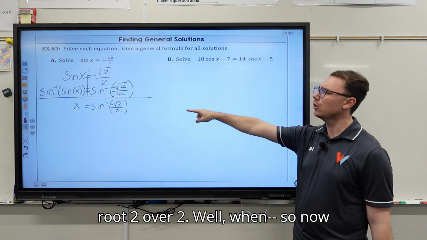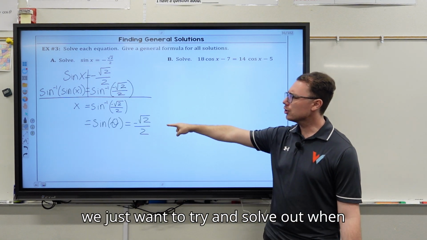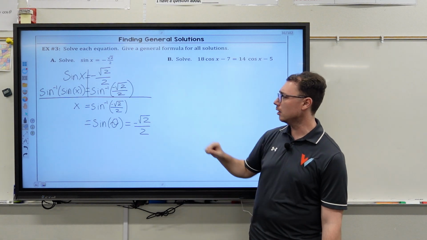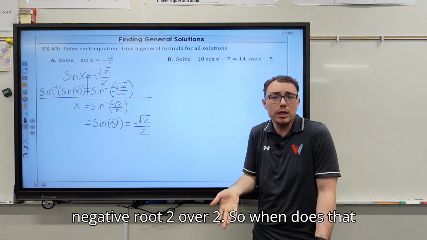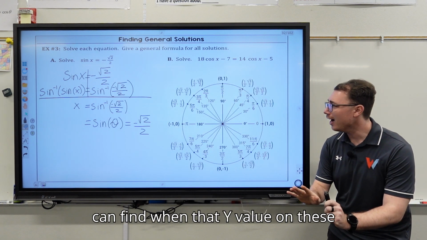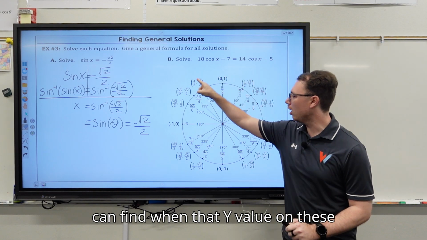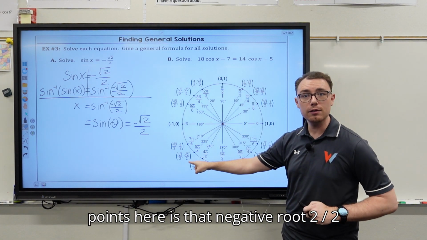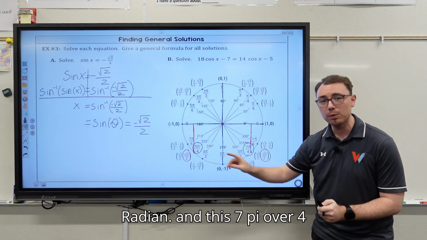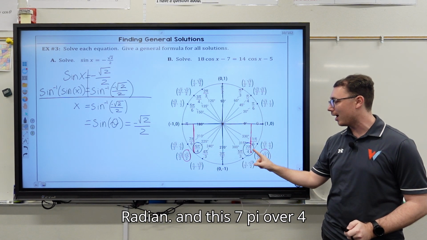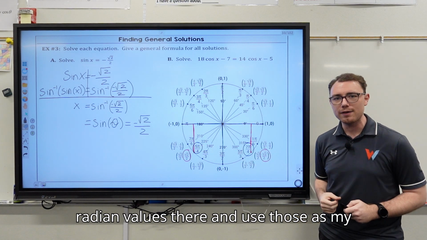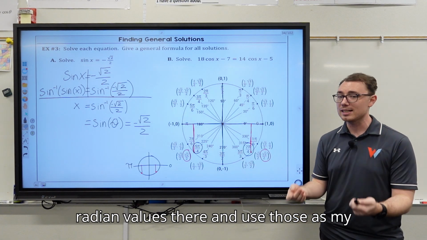Well, so now we want to try and solve for that. So now we just want to solve out when sine of theta is equal to that negative root 2 over 2. So when does that occur? Well, we're just going to bring up our unit circle just one more time, and we can find when that y value on these points here is that negative root 2 over 2. And it occurs at this 5 pi over 4 radian and this 7 pi over 4 radian. I can take these two initial radian values and use those as my solution.